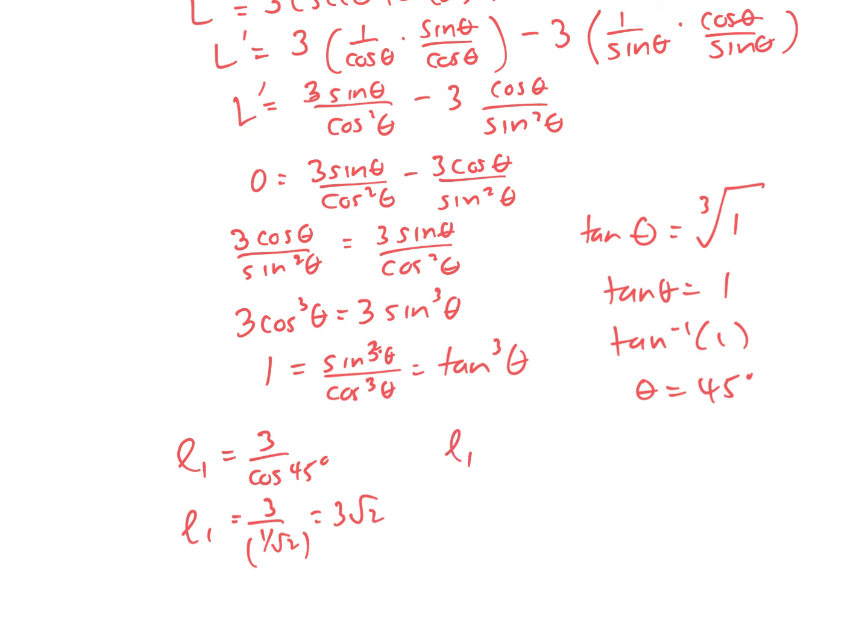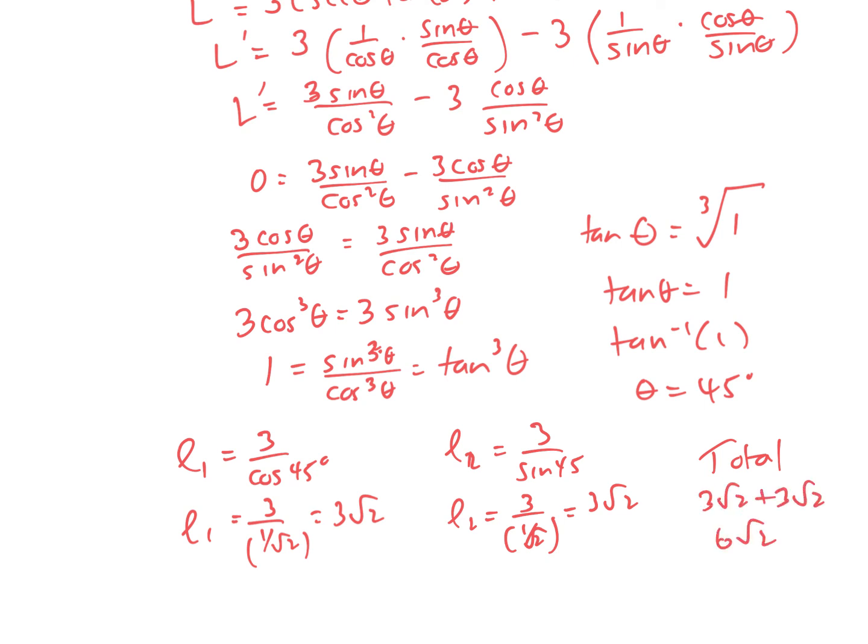And then the same for the length 2, 3 over sine 45. So sine 45 is also 1 over root 2. So we'll simplify that to 3 root 2. And then the total length will be 3 root 2 plus 3 root 2, which is 6 root 2. So the reason I'm doing it exact is because in the solutions it's given as an exact answer.